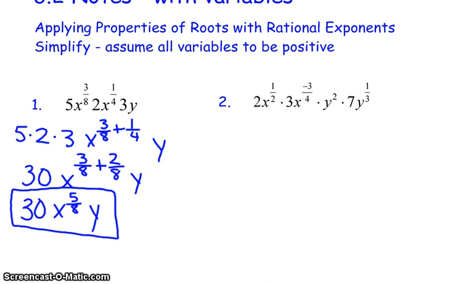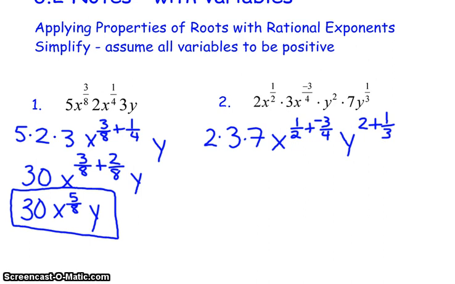Doing the same thing with number 2, we're going to go ahead and multiply 2 times 3 times 7, and then we have x to the 1/2 plus negative 3/4 and y to the 2 plus 1/3. Again, starting to simplify, 2 times 3 is 6, 6 times 7 is 42. We're going to need to get common denominators for the x. So x to the 2/4 plus negative 3/4.